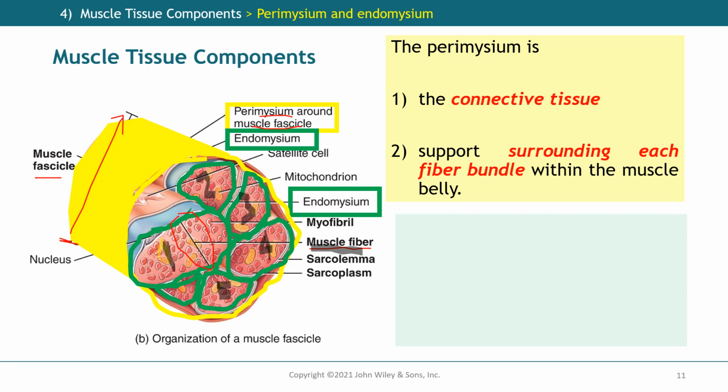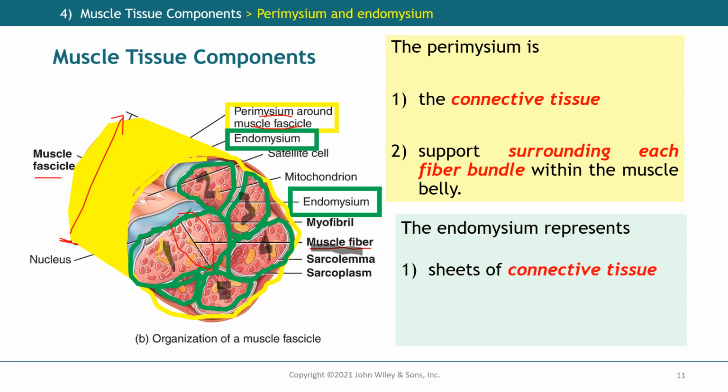Okay, so to summarize, perimysium is connective tissue that is around the muscle fascicle, or the whole bundle of muscle fibers, while the endomysium represents also connective tissue, but in this case it surrounds each of the independent muscle fibers.